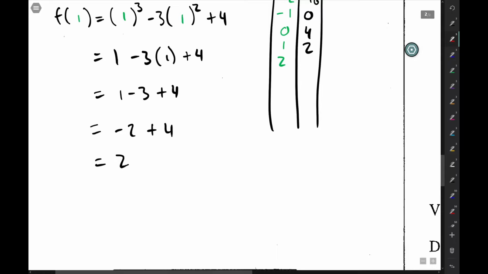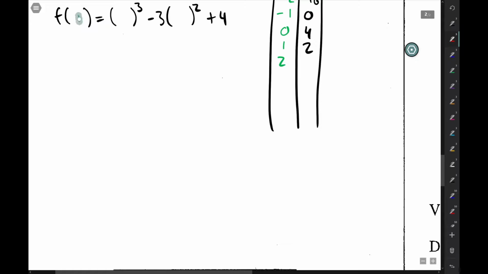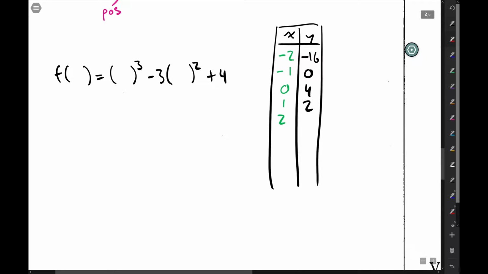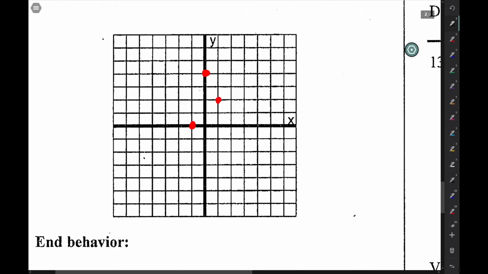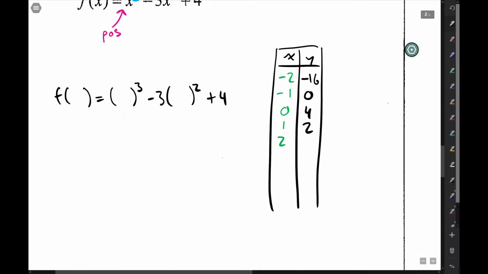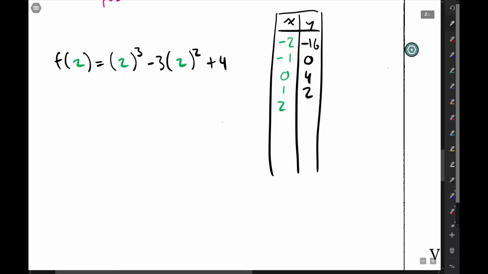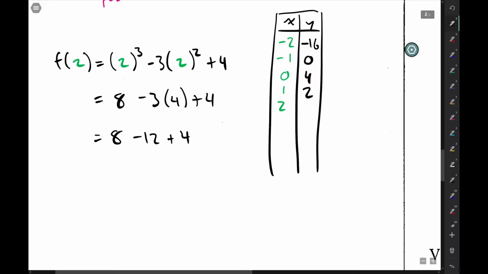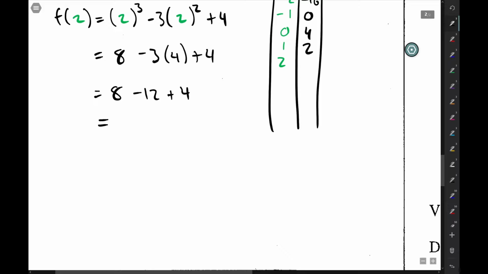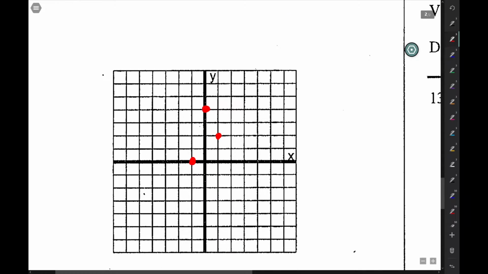And let's try, we actually might have to do more than just these x values, because we're only seeing just a little bit of what should end up being a cubic function, or what is a cubic function. So let's try 2. 2 cubed is 8. -3 times 2 squared is -12. Do a little bit of math. Okay, interesting, 8 and 4 make 12, 12 minus 12 is 0. So 2 gives us 0. Go right 2, we're going to go up 0.